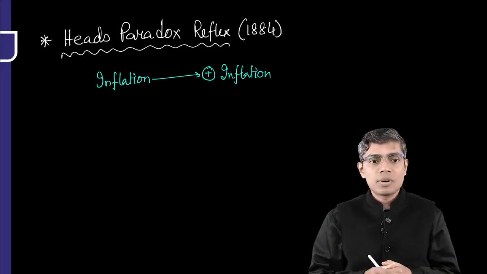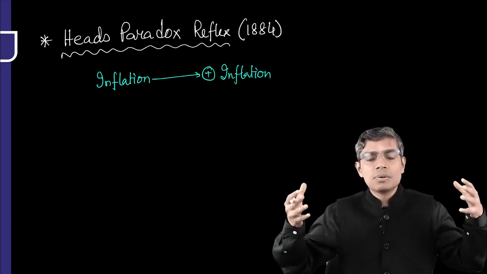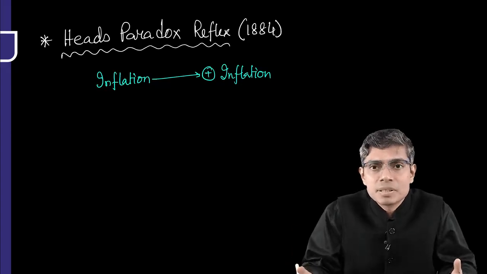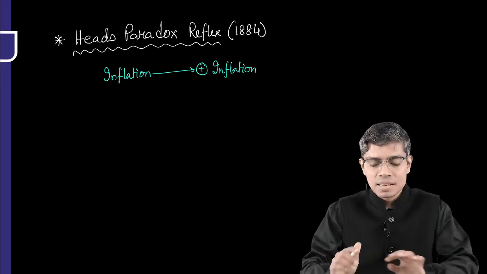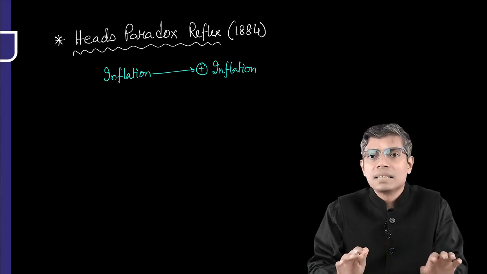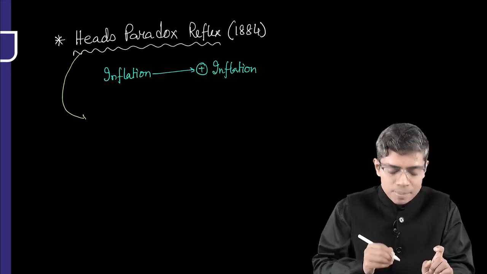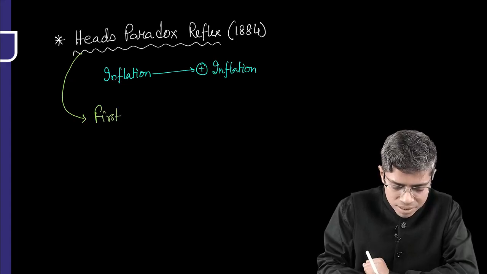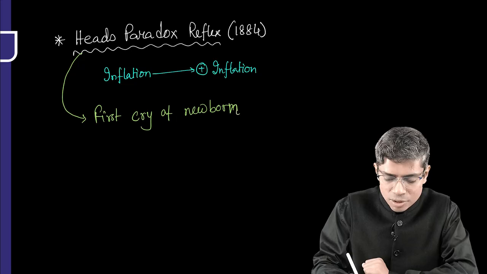Suppose I am taking a small inspiration and that inspiration is stimulating further inspiration. What will happen? The lung will go on expanding, and a vicious cycle will be created until there is damage of the lung. So the obvious thing is that Head's paradox reflex is not seen in the adult lung, but there is only one condition where it can be seen, and that is nothing but the first cry of a newborn baby.